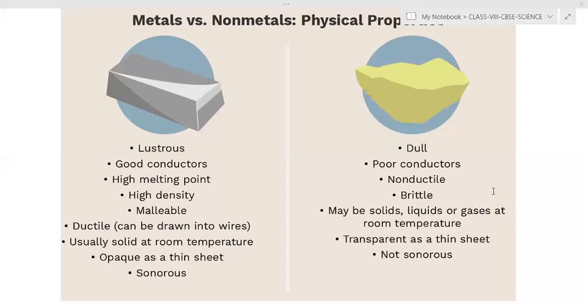Non-metals. Materials that are dull, soft, non-malleable, non-sonorous, and poor conductors of heat and electricity are called non-metals. Examples of non-metals: carbon, sulfur, phosphorus, hydrogen, oxygen, nitrogen, chlorine, iodine, helium, etc. Iodine is an exception as it is the only non-metal that is lustrous.